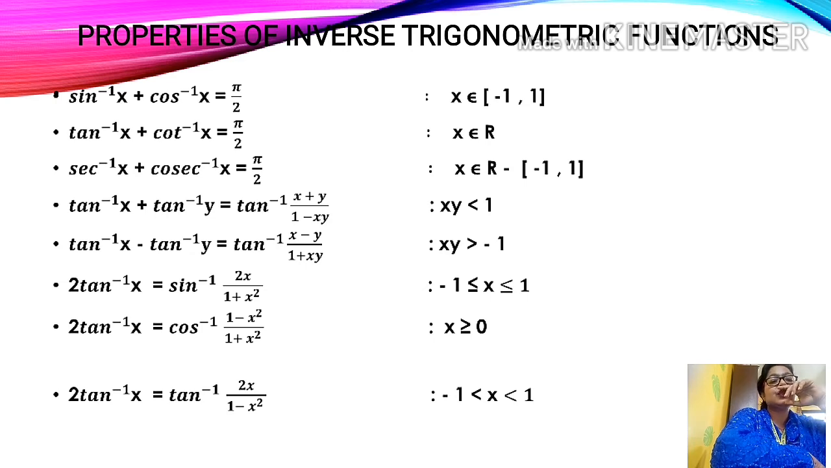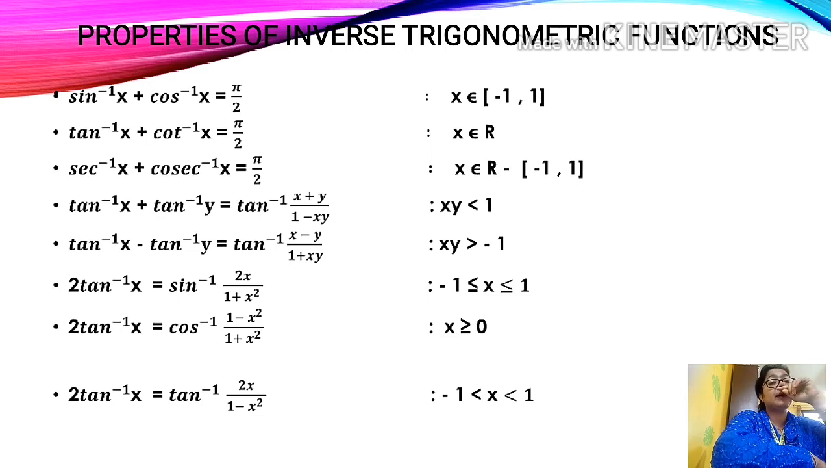Next, these are also important for solving the sums. Properties, that is sin inverse x plus cos inverse x is equal to pi by 2. Same, tan inverse x plus cot inverse x is equal to pi by 2. Sec inverse x plus cosec inverse x is equal to pi by 2.